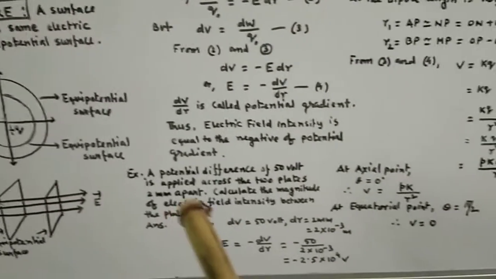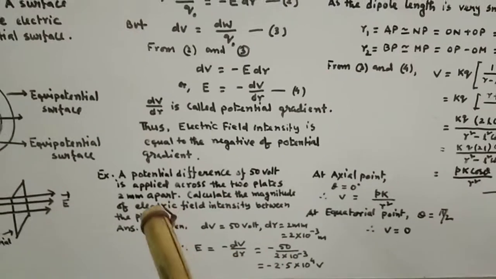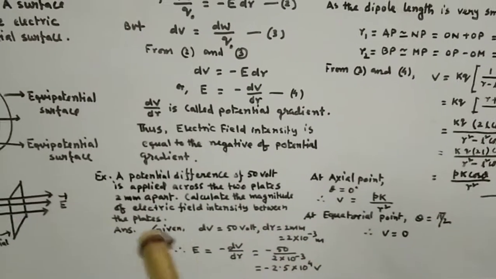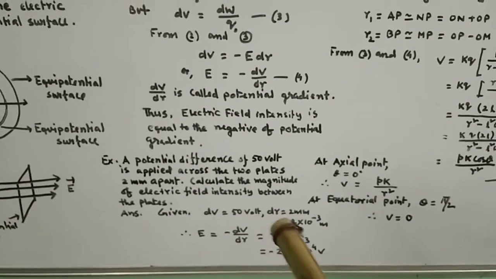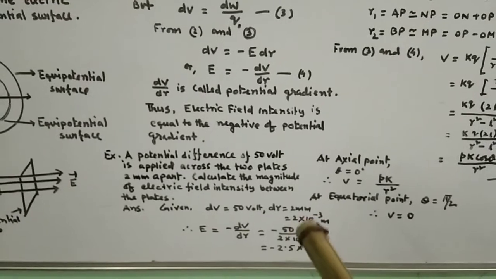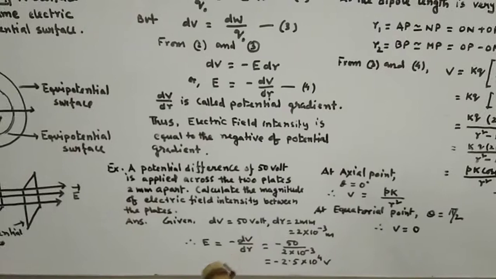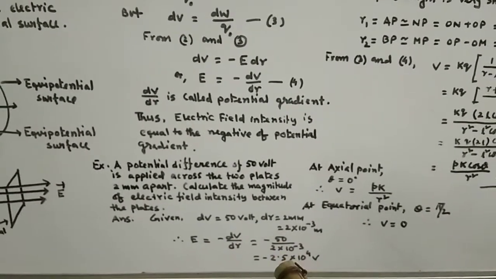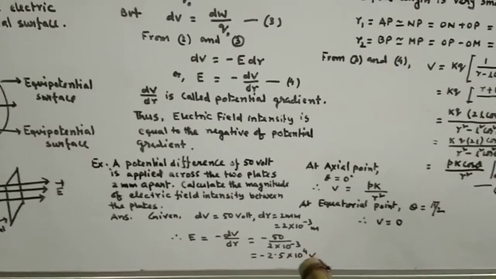Now let us go for this numerical. A potential difference of 50 volt is applied across two plates 2 mm apart. Calculate the magnitude of the electric field intensity between the plates. So here dV equal to 50 volt, dr equal to 2 mm, 2 into 10 to the power minus 3 meter. So we are going to use this expression E equal to minus dV by dr. If you substitute this, we will get minus 2.5 into 10 to the power 4 volt per meter.